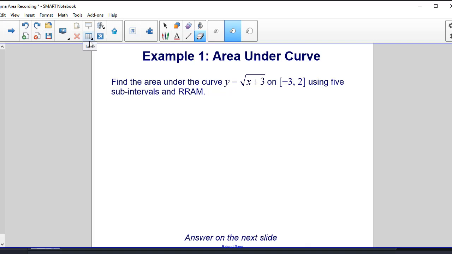Example number 1, area under the curve. Find the area under the curve of y equals the square root of x plus 3 on the closed interval -3 to 2 using 5 subintervals in RRAM, the right-hand rectangular approximation method. The first thing we need to do is to calculate the width of each interval, or another way of saying it, find delta x. So we take 2 minus -3 divided by 5, which gives us an interval width of 1.